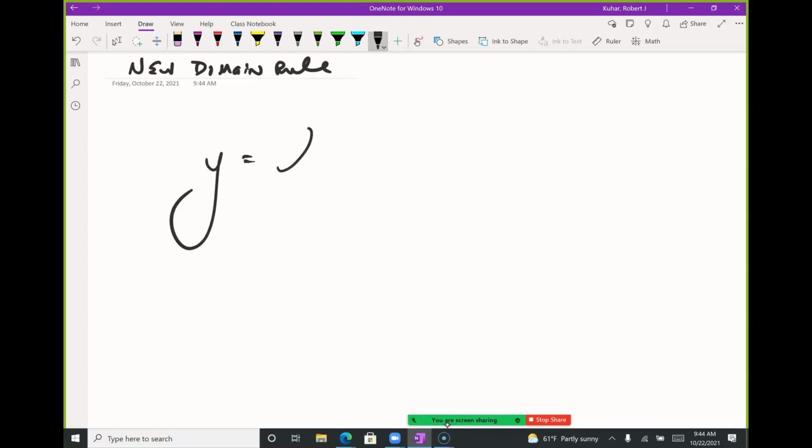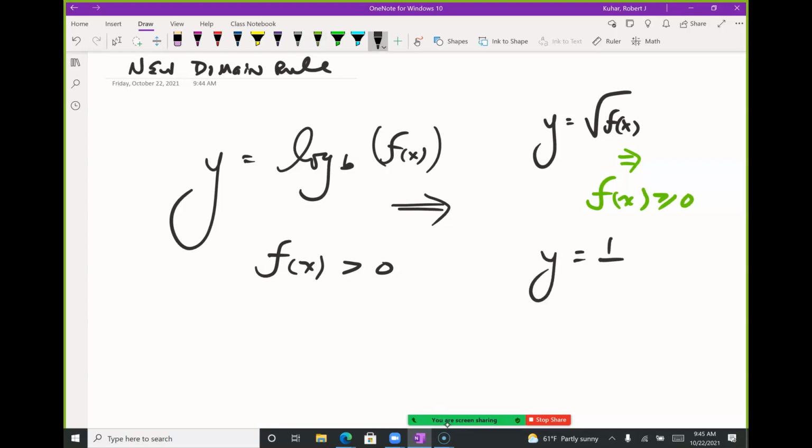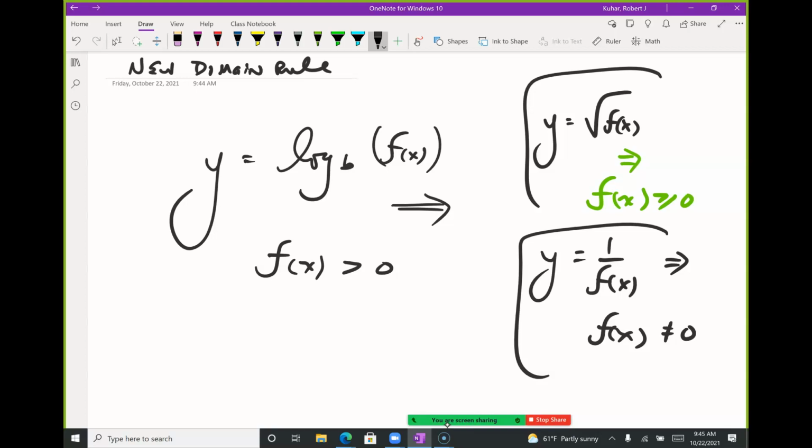If I have the function y equals log base b of f of x, I need f of x to be greater than 0. So that inside function, whatever it is, cannot be negative, cannot be 0, right? Like when I had square root of f of x, what was my domain there? f of x cannot equal a negative number. So f of x greater than or equal to 0 is fine, right? If I had y equals 1 over f of x, then I'm just making sure that f of x is not 0, right? So those are my other two domain rules. Now I've got a new one. If I have a log function, I have to make sure that interior is positive.